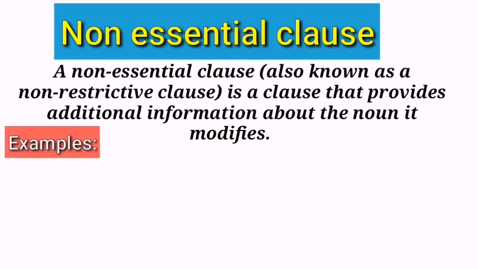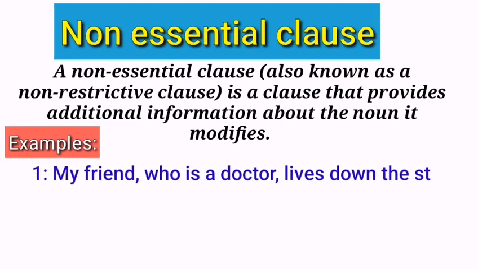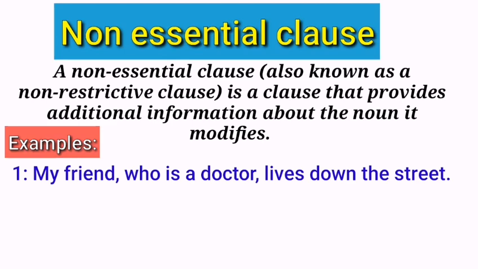Just look at these examples. My friend, who is a doctor, lives down the street. Look at this sentence, the group of words, who is a doctor, is a non-essential clause. But, how? The first point is, it is separated with commas, and the next point is, it modifies the noun phrase, my friend. The last and main point is, it gives us additional information about the noun phrase which it modifies. Basically, if you want to check it, just put it aside from this sentence.